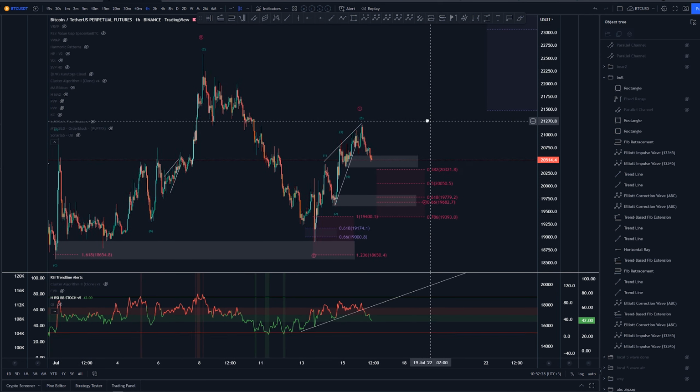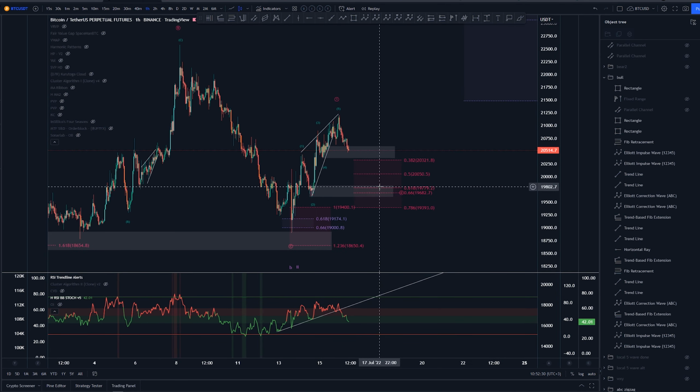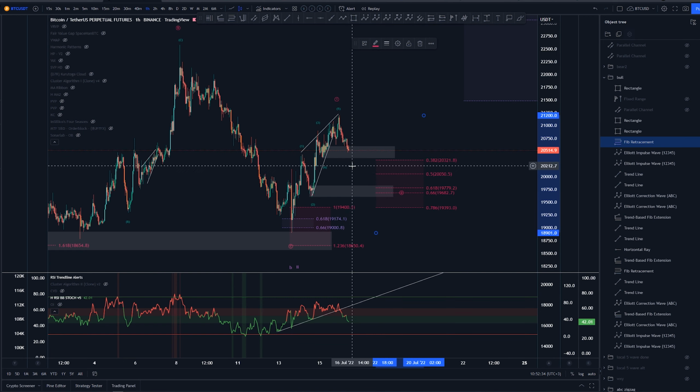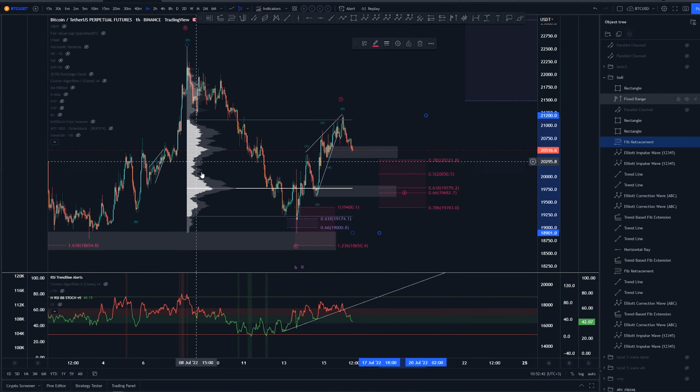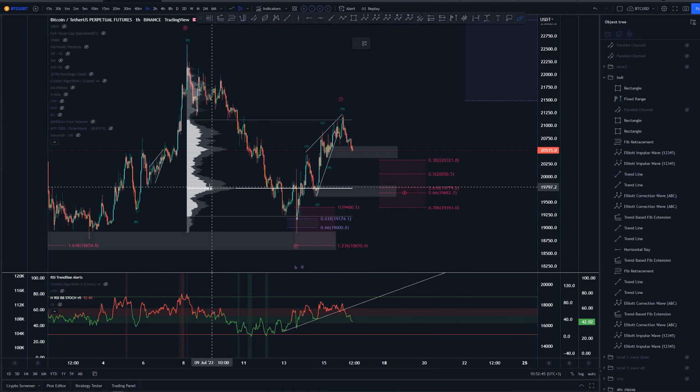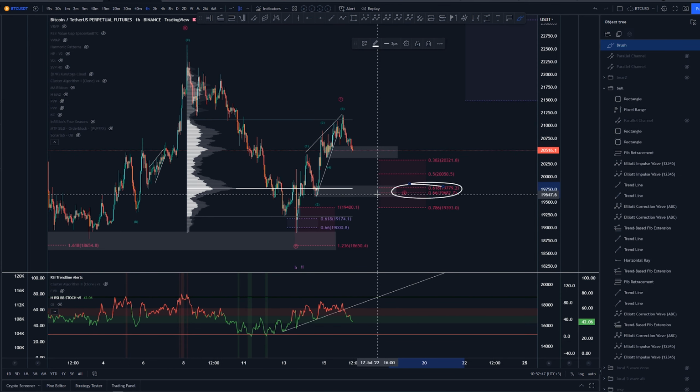I am looking for higher, as we have pulled down here. My targets are here at the 618. If the wave count here suggests that, then I will definitely be looking into longing this area here. Fixed range profile, if we are just looking at this, what do we have? We have point of control right here at the golden pocket as well.